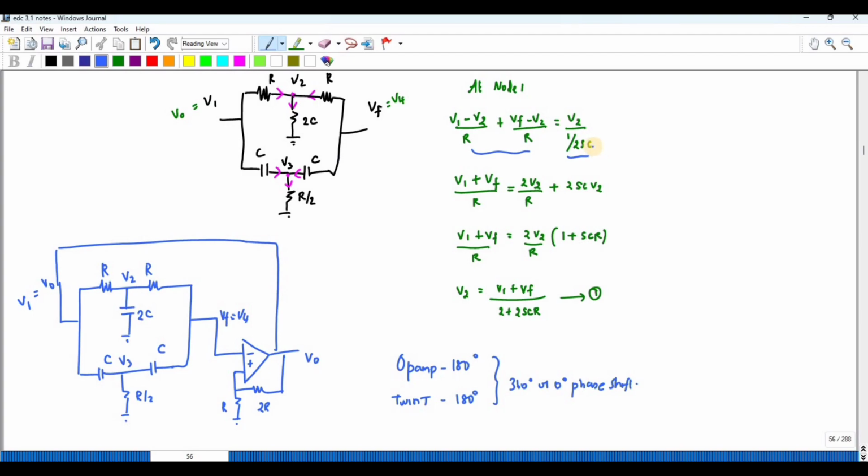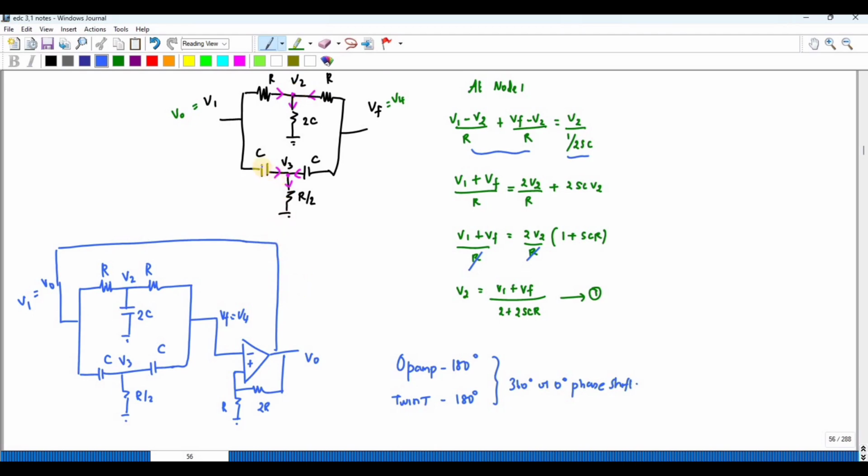Here I am going to take V2 as common. If I take V2 as common, I will get V1 plus Vf divided by R is equal to 2V2 by R, because this is 2V2 by R on the right side. And the SC term going to the numerator gives 2SC V2. So what is V2 now? V2 is equal to V1 plus Vf divided by, R and R get cancelled out, 2 plus 2SCR. This is your first equation on solving node 1.